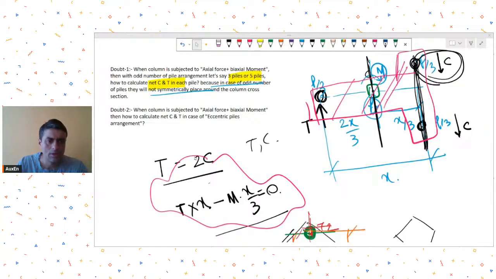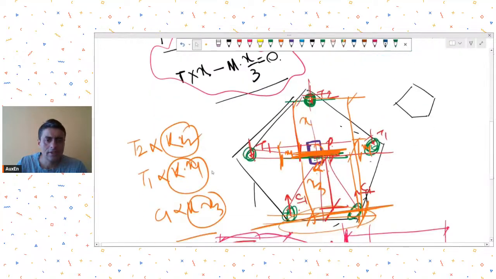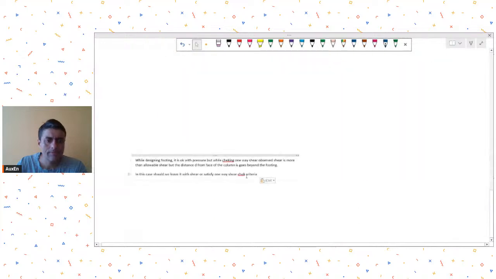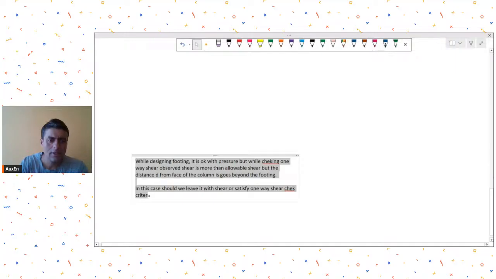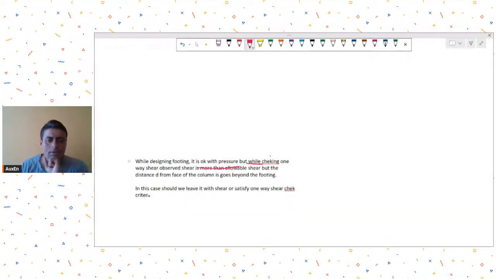Moving on, Mr. Harshal from Nashik, he's a working professional. He's asking this query. He's saying, while designing footing, it is okay with pressure, but while checking one-way shear, observed shear is more than allowable shear, but the distance d from the face of the column goes beyond the footing.